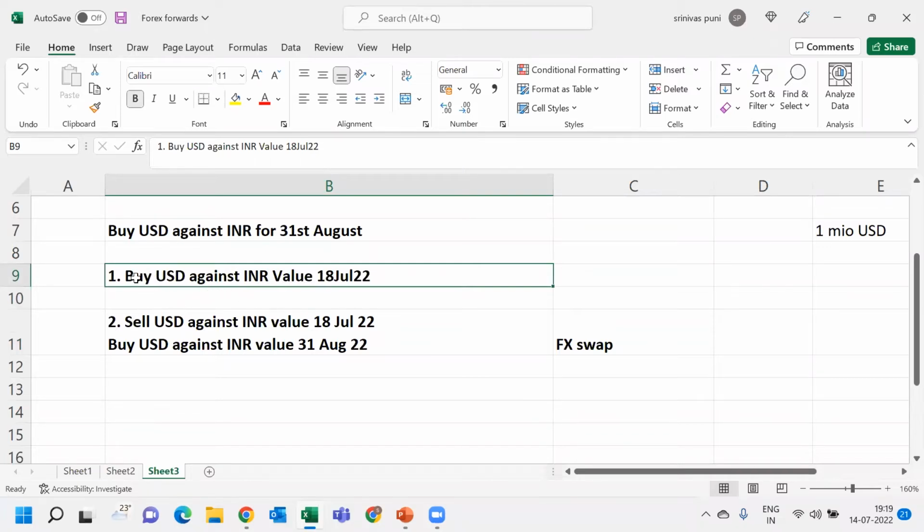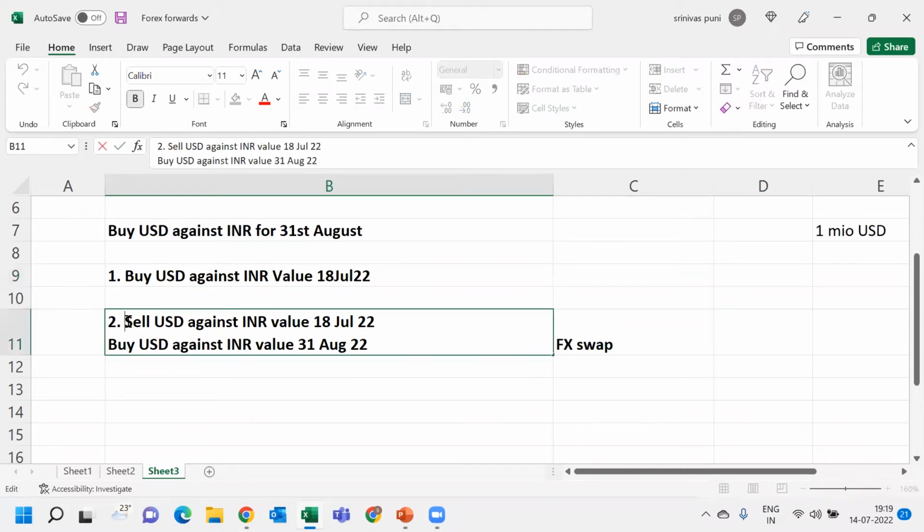So what happens in reality is this number one leg, buy dollars, will cancel off with the sell dollars for the spot date. And what remains is the buy USD against INR for value 31st August 22. So the spot rate leg will be cancelling off the sell USD leg, and what remains is the buy dollar leg, right? So I will now demonstrate it with the numbers so you'll understand it actually better.